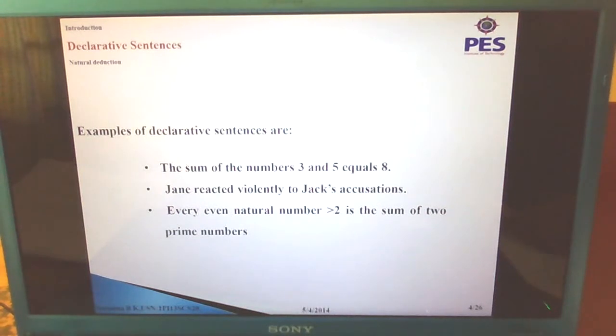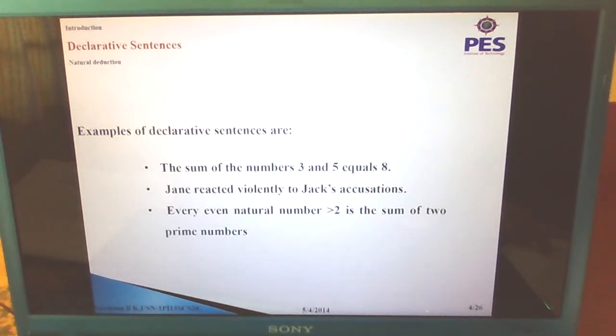Examples of declarative sentences are: the sum of the natural numbers 3 and 5 is equal to 8. Jenny reacted violently to Jack's accusation. Every even natural number greater than 2 is the sum of two prime numbers. These sentences are declarative because they are, in principle, capable of being declared true or false.